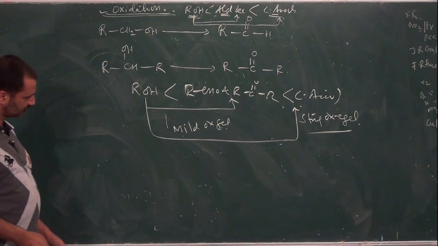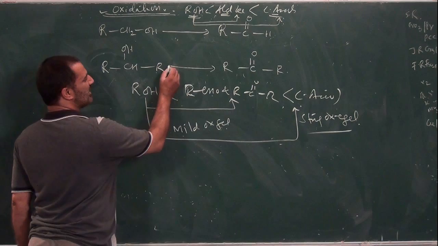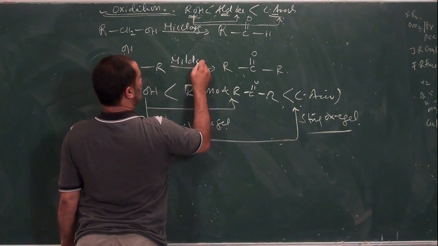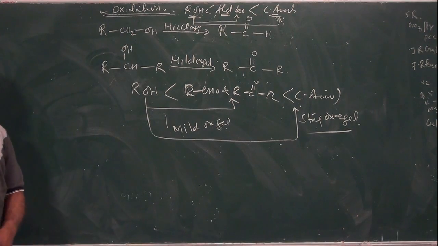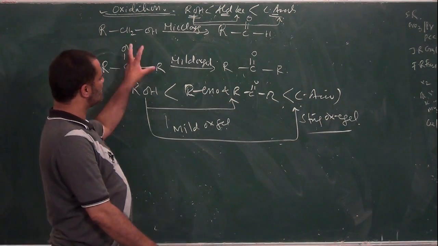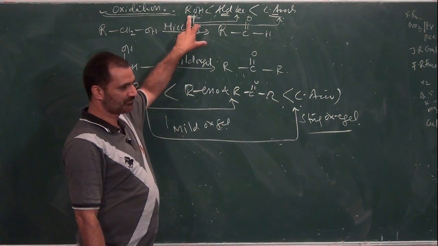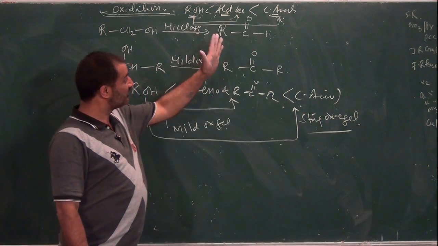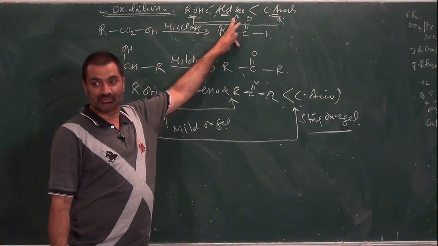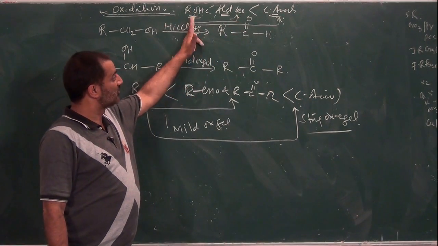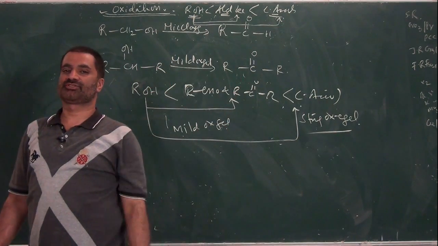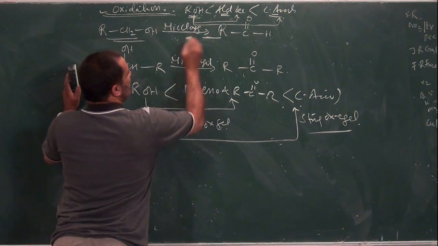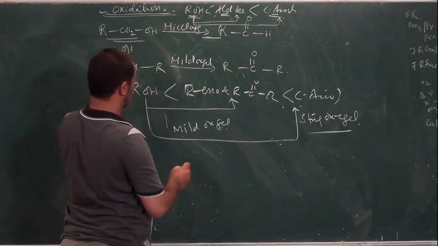So first I will tell you about the mild oxidation. Here I need a mild oxidizing agent. I will repeat once again: the oxidation number of carbon in alcohol is lower than in aldehydes and ketones, and lower than in carboxylic acids. To convert alcohols into aldehydes and ketones, I have to use a mild oxidizing agent; to convert them into carboxylic acids, I need strong oxidizing agents.